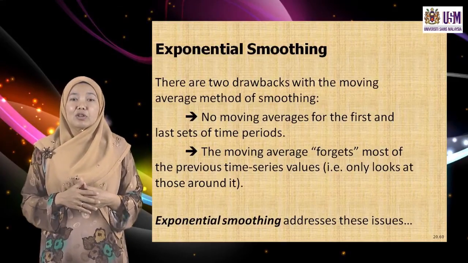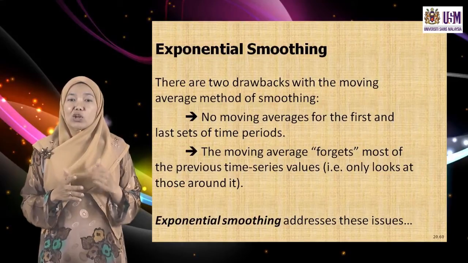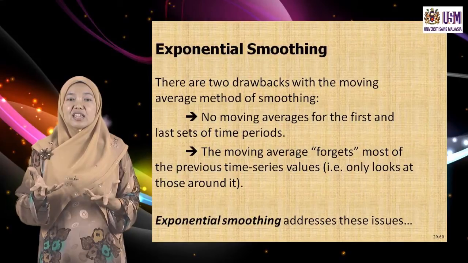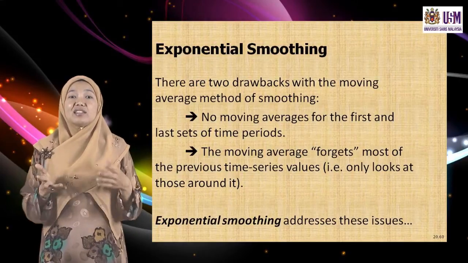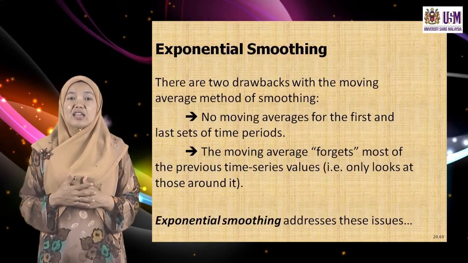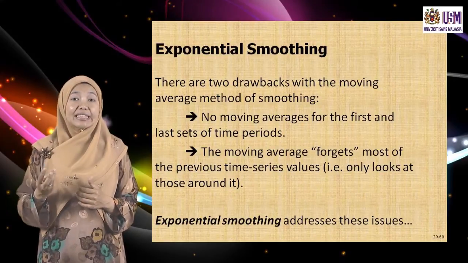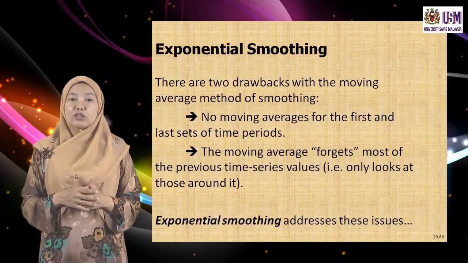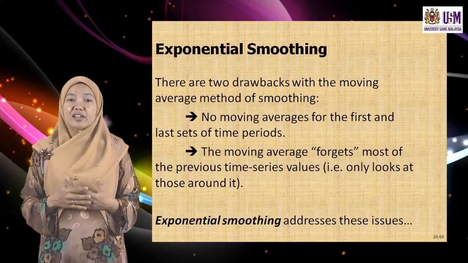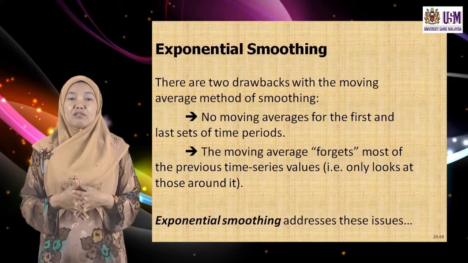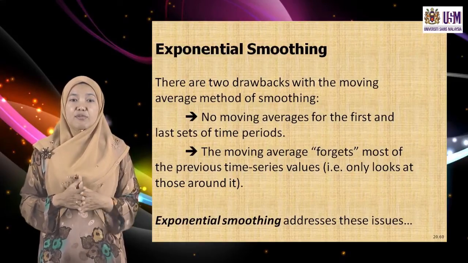For example, if you look at your trend column just now, what you see is the first two quarters are missing in year one, as well as the last two quarters in year three. The last trend value that is available is only for the second quarter in year three. So what happened to the other quarters, when in actual fact you have the data for those respective periods?